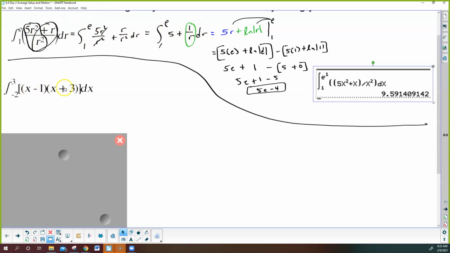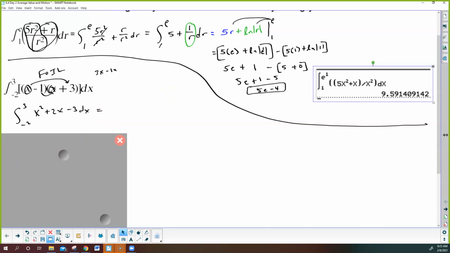Well, here I've got a binomial times a binomial. And what's probably going to be a whole lot friendlier for you is if you FOIL this out. Right? So x times x is x squared. And then I'm going to have an x times 3, so that'll give me a positive 3x. And then I'll have a negative 1 times x. But when I push those together, that's 2x. And then the end part, negative 1 times 3 is negative 3. And now you can take the antiderivative of each one of these very quickly.